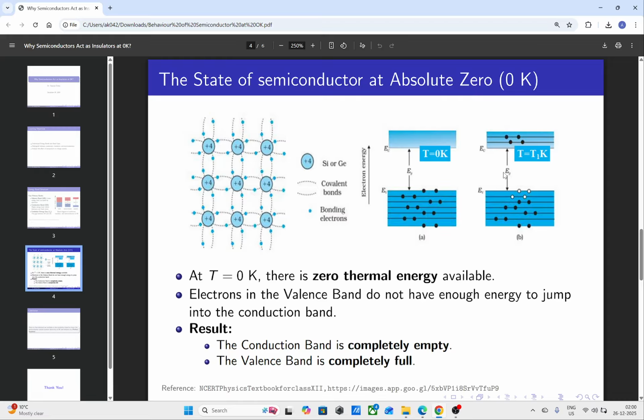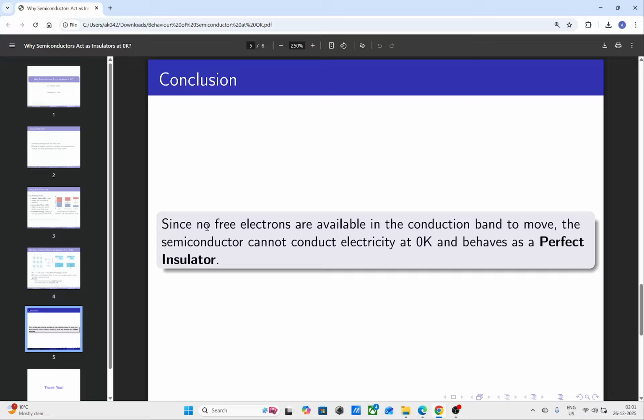But if we increase the temperature, then some of the electrons from the valence band may be raised to the conduction band, and if they reach the conduction band, they will see lots of free energy states, and now they can move freely and will conduct well. So in conclusion, we can say that since no free electrons are available in the conduction band to move, the semiconductor cannot conduct electricity at 0 Kelvin and behaves as a perfect insulator.